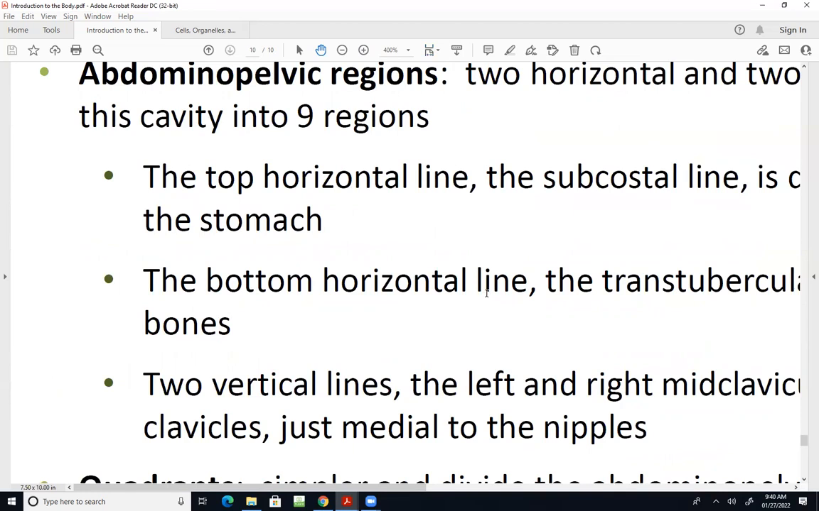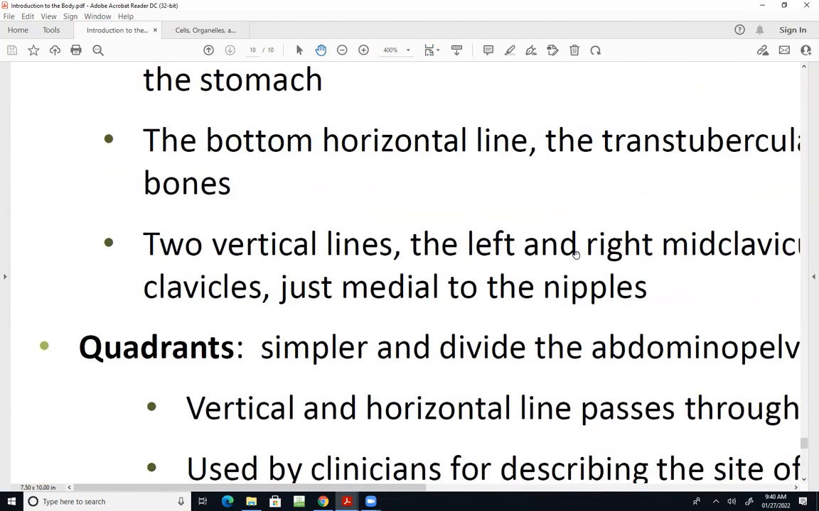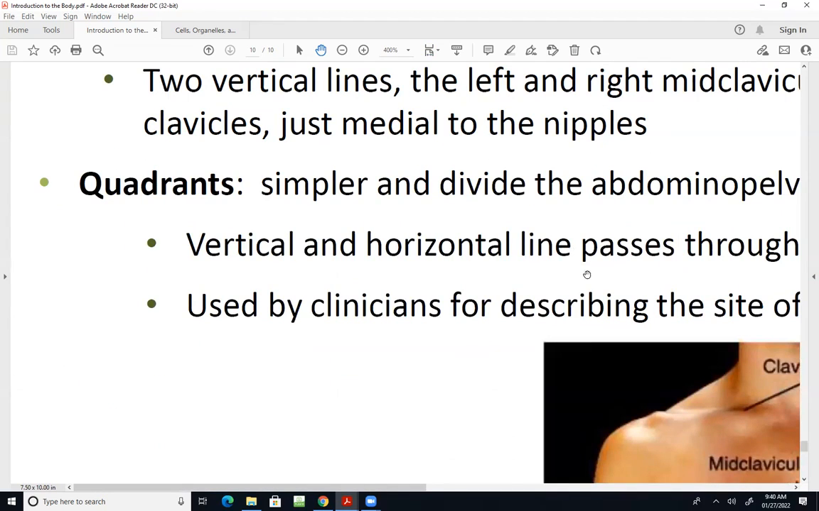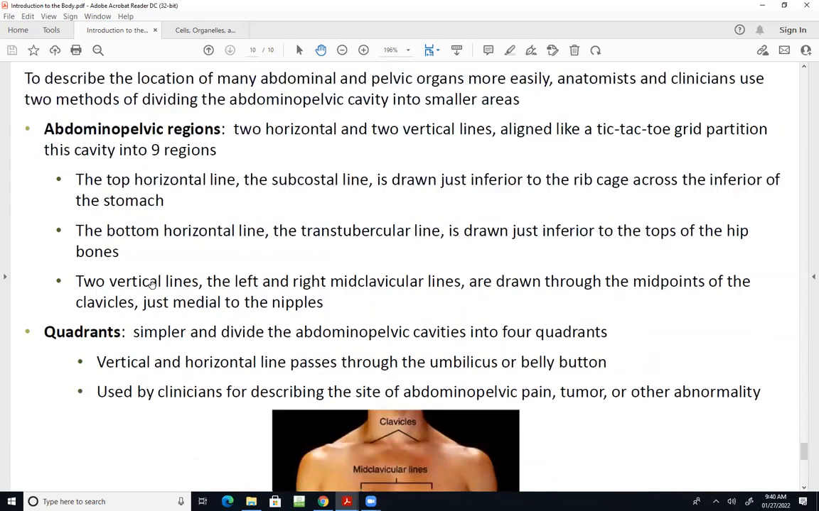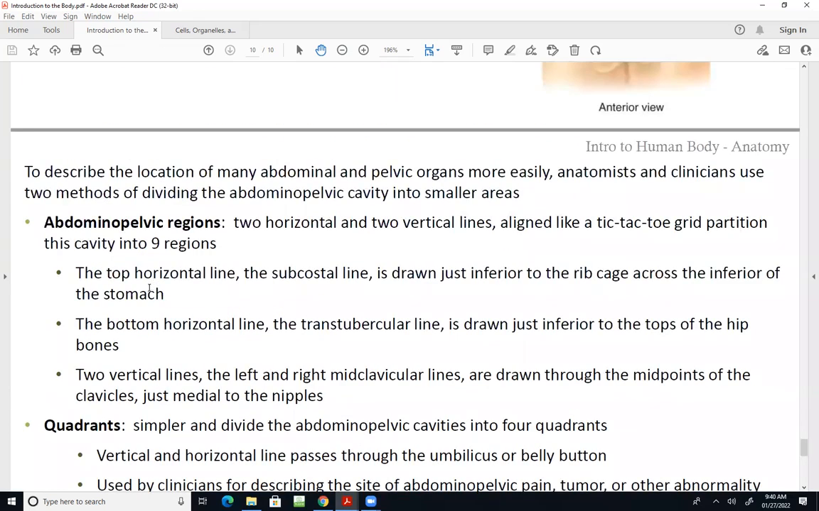Okay, our last slide is going to detail a couple of different ways to help subdivide that abdominal pelvic area of your body, your torso, a pretty big area, from the nipples basically down to the groin. That's a very large area. It's very helpful, especially in clinical settings, for doctors, nurses, and anatomists, to use two different methods to divide the abdominal pelvic cavity into smaller areas.